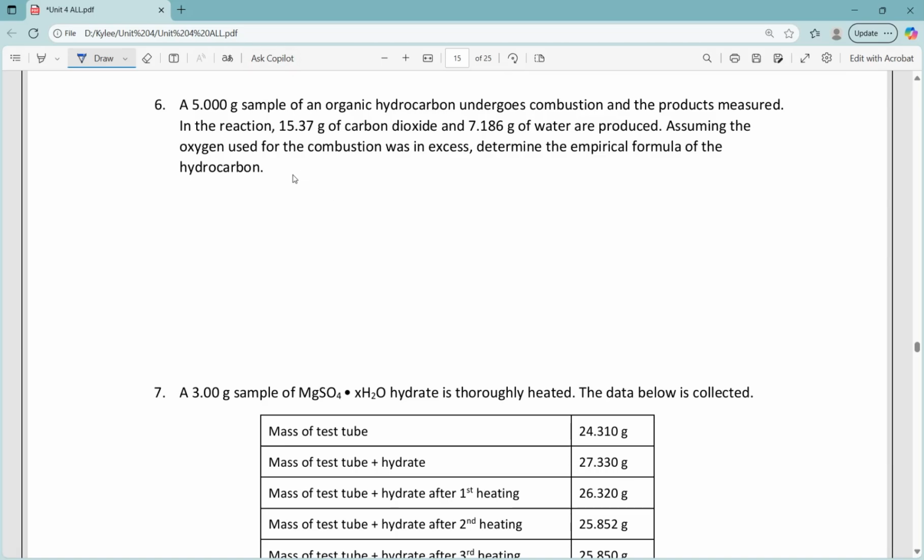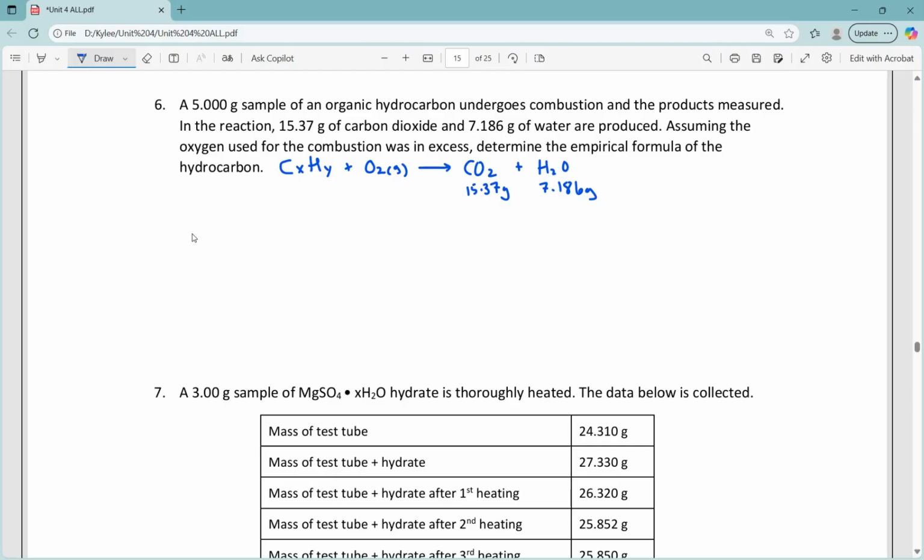So first, let's think about our chemical reaction. They say it's a hydrocarbon, so that's going to be like CxHy. We don't know what x and y are. And anytime we have a combustion, it's always going to be plus oxygen gas. And they do tell us that oxygen is in excess. And it says that we make carbon dioxide, and that's 15.37 grams, and 7.186 grams of the water. So first thing I'm going to do is to convert each of those to moles.